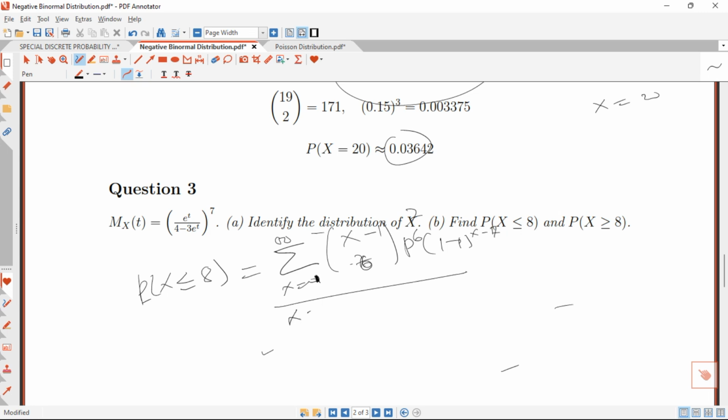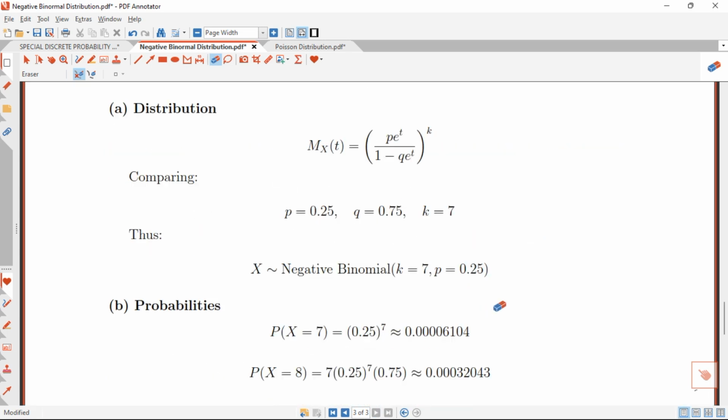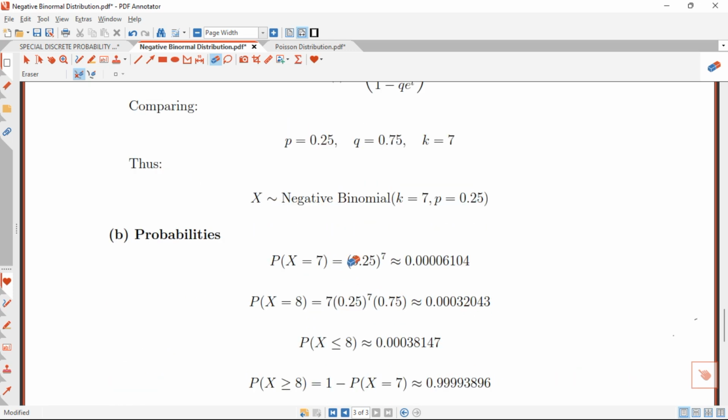And you can see that when x is equal to 0, when x is equal to 1, it will not work. When x is equal to 3, it will not work. The only instance that it can work is probably that our x is equal to 7 plus probably our x is equal to 8. That is the only instance these two will work. So you are going to solve for probably our x equal to 7 plus probably that our x is equal to 8. Okay, that is what is being done here.